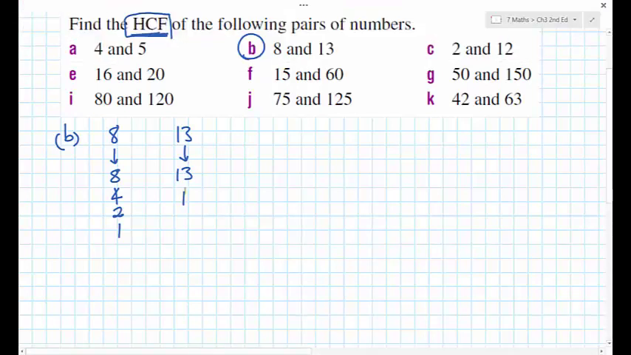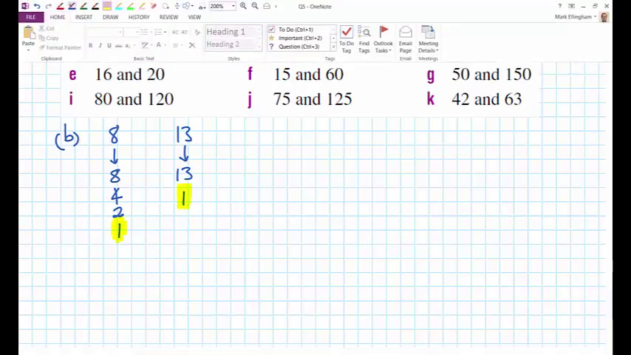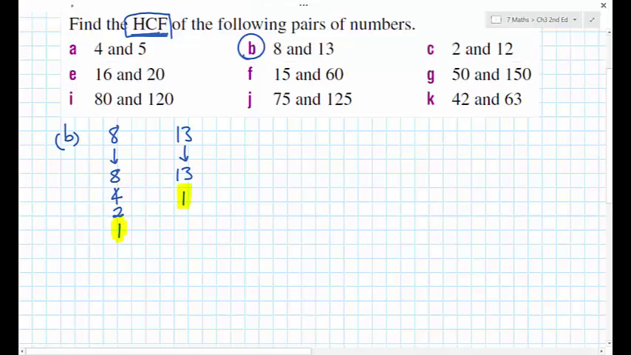So if I now look for what we call the common factors between these two, the common factors that I can highlight are basically here. And the only common factor there is 1. So in this instance, the highest common factor is 1.